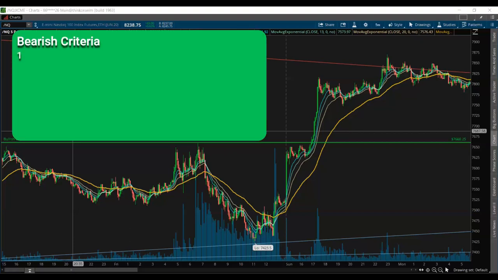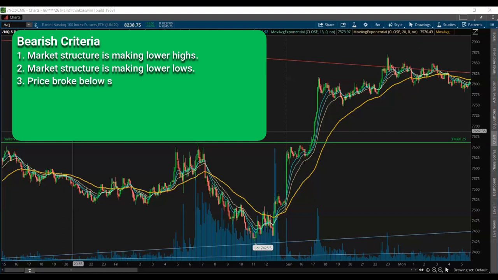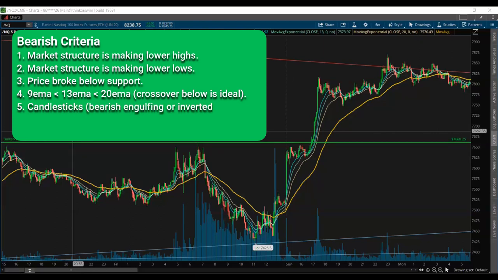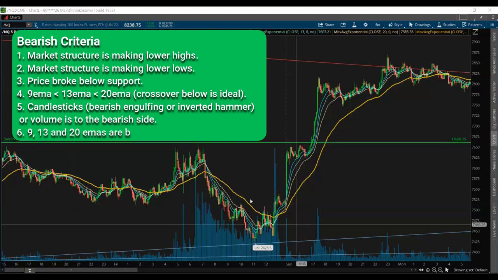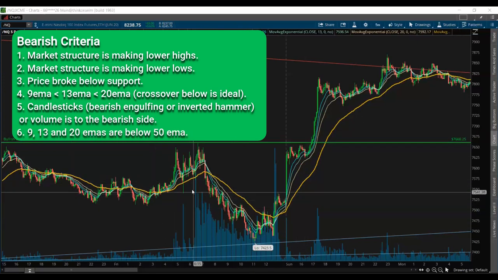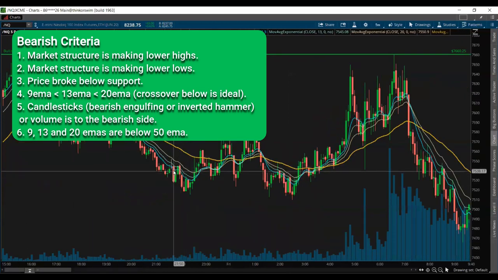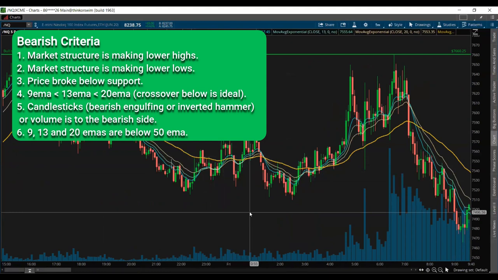For a bearish setup, we want to see market structure making lower lows and lower highs. And we want to see price break below a strong support. Next, we want to see the exponential moving averages, we use the 9, 13, and the 20. And sometimes we have the 50 on there too. You can see this on our screen. The yellow is the 50, the thicker line. And if I zoom in just a little bit, the 9 EMA is the light blue, the light green is the 13 EMA, and the tannish color is the 20 EMA.